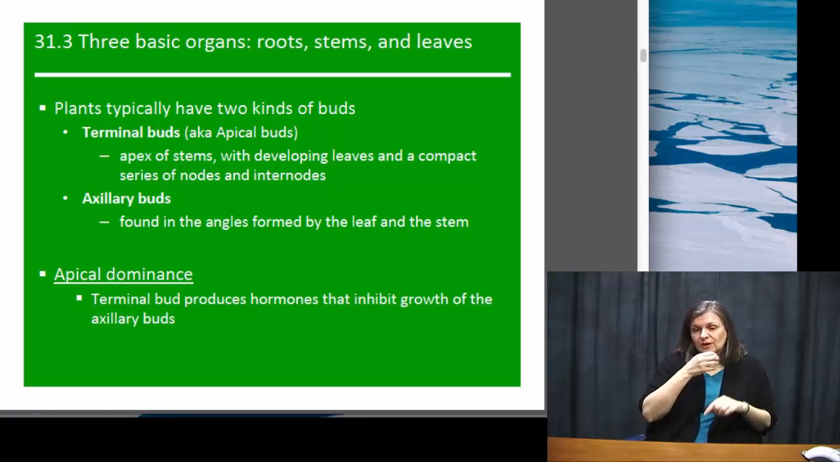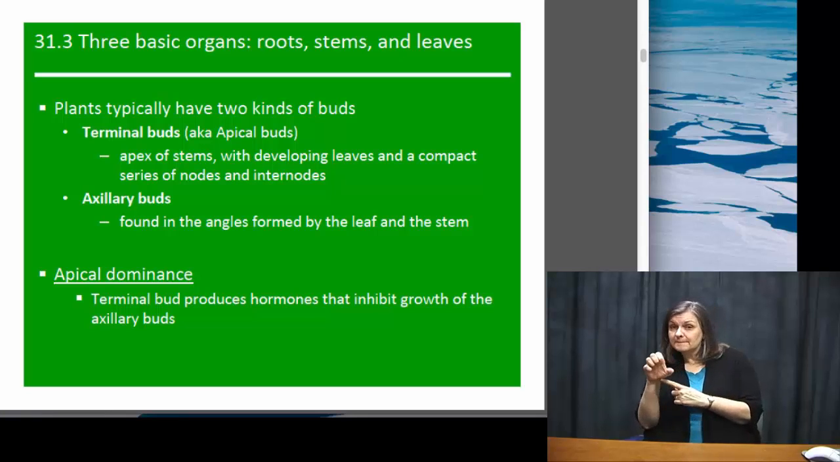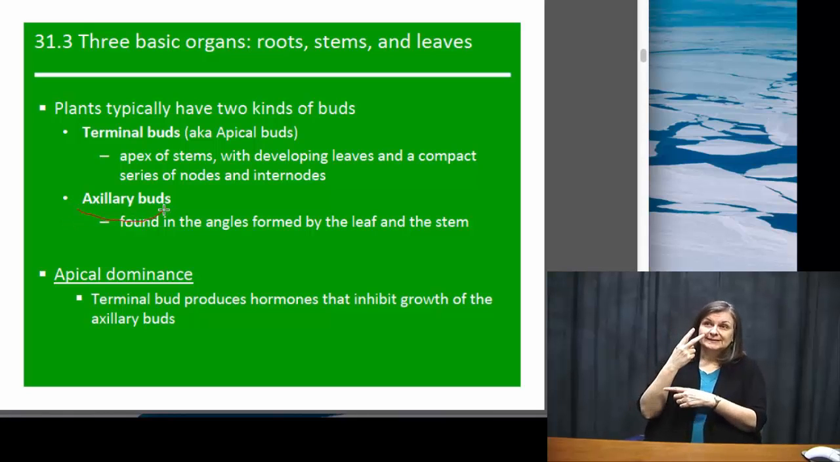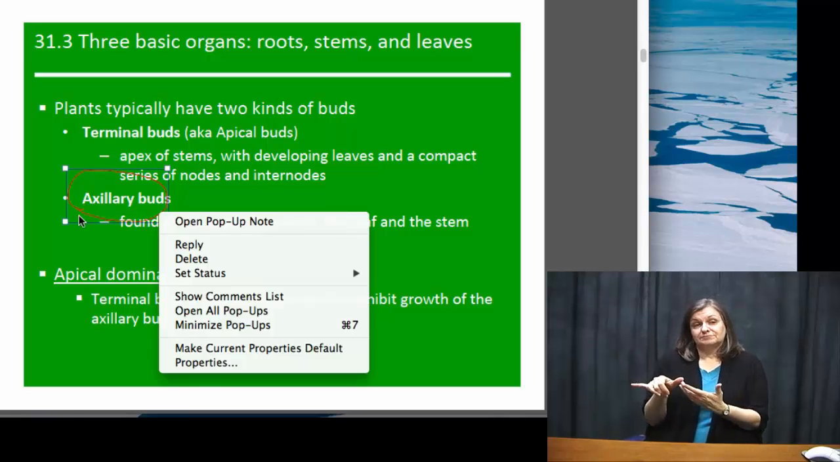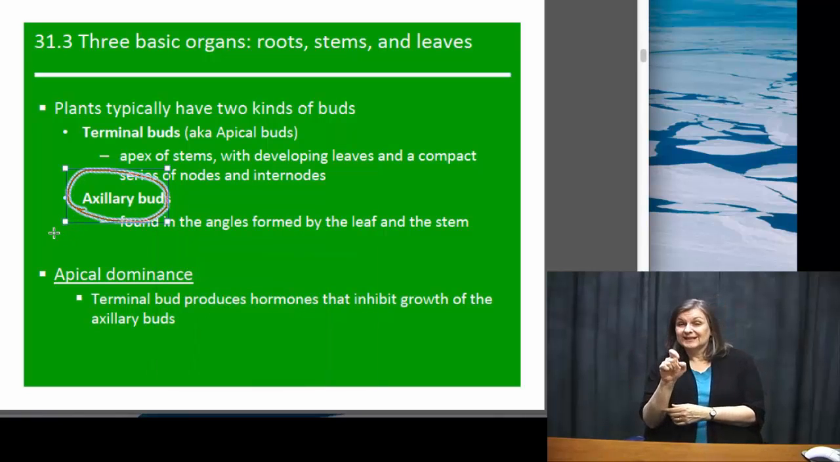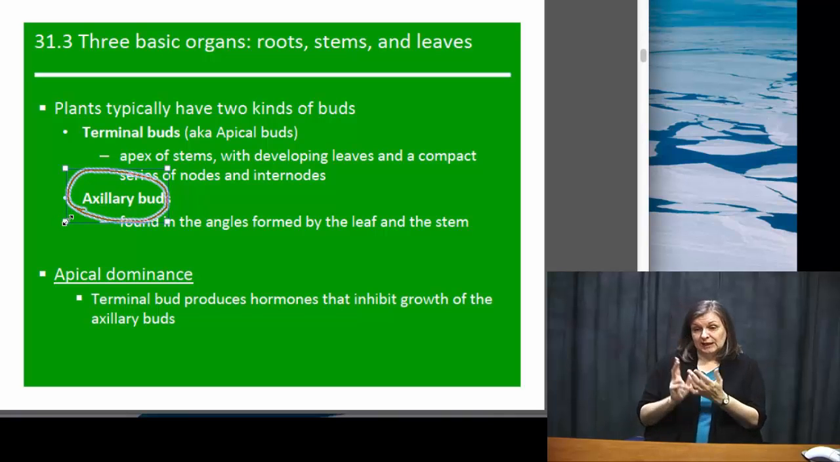But when we look in plants, we actually have several different types of buds. The axillary buds are what we're actually interested in during the springtime. These are the buds that come out and start to produce leaves for us, and we look at them as the point where our leaves will eventually come into play and give us a plant that's functioning and photosynthesizing.